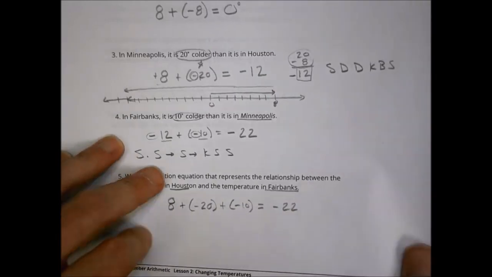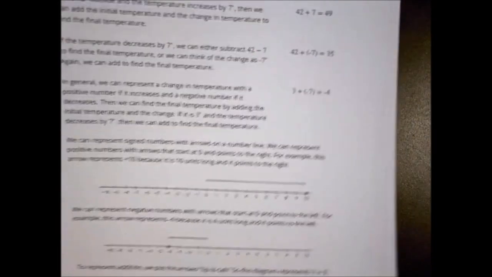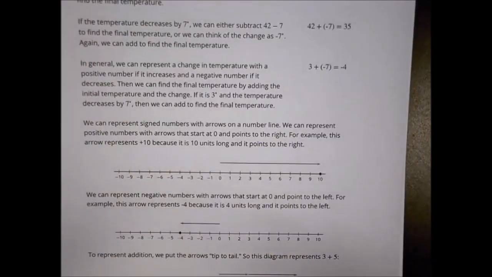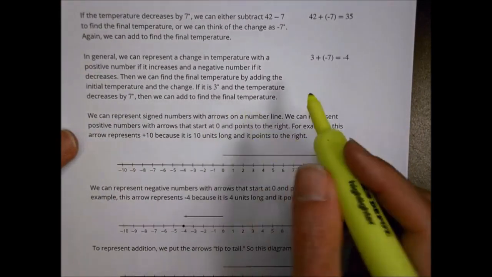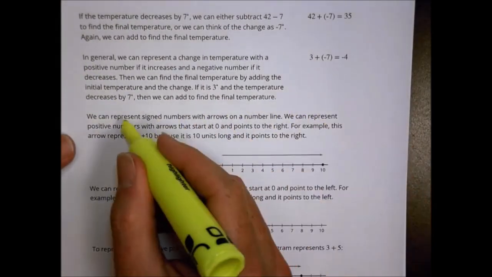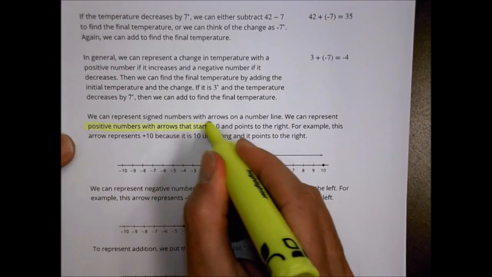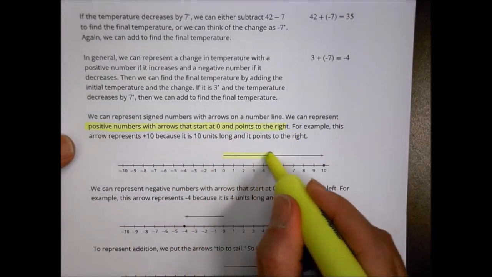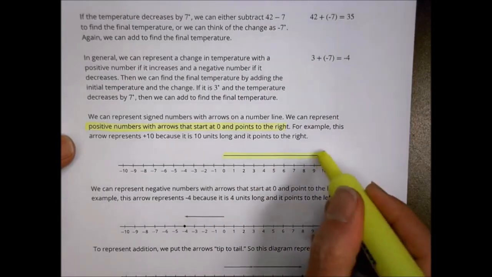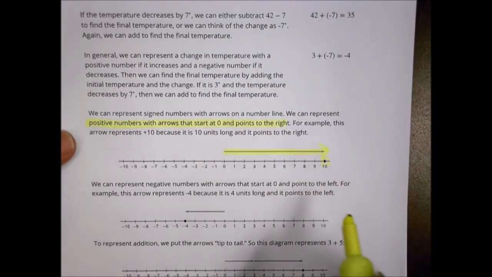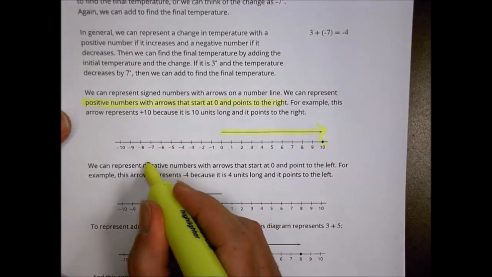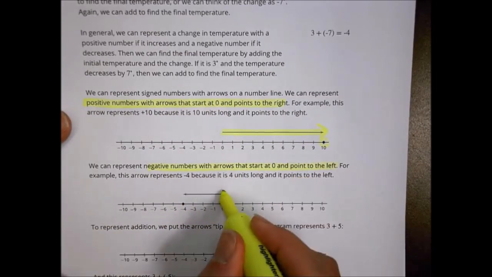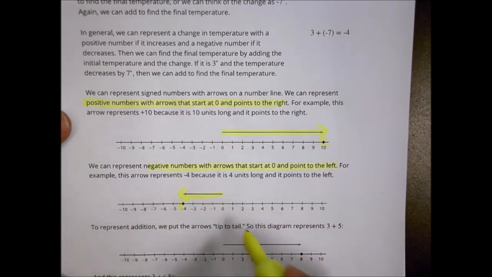Okay, so that was what today's lesson was. All right, and so we can represent some signed numbers with a number line. We can represent positive numbers with arrows that start at 0 and point to the right. So for example, here is a positive 10 because we're going to the right, and we end up at 10. We can represent negative numbers with arrows that start at 0 and point to the left. So we go this way, and here we are at negative 4.